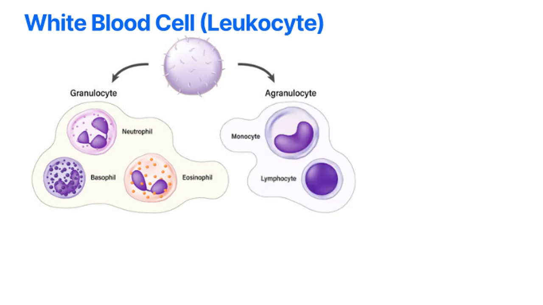The second group of white blood cells are called agranulocytes, due to the absence of large, prominent granules in their cytoplasm. They include lymphocytes and monocytes.